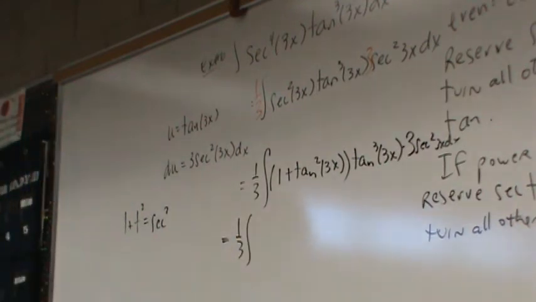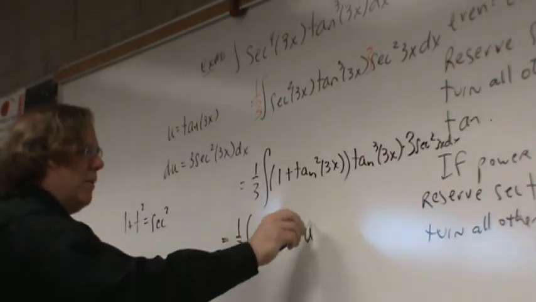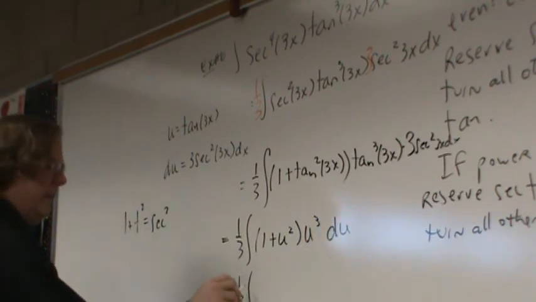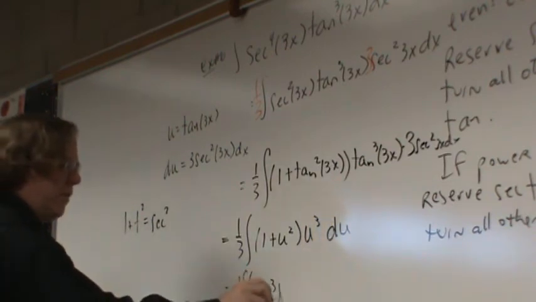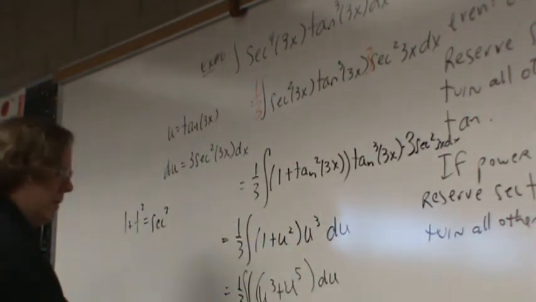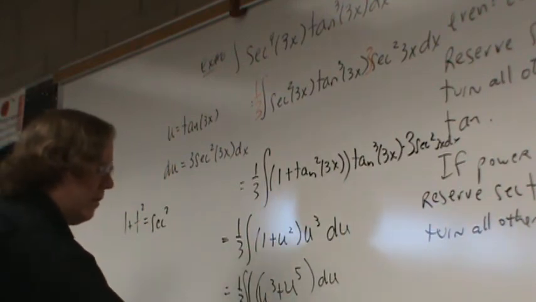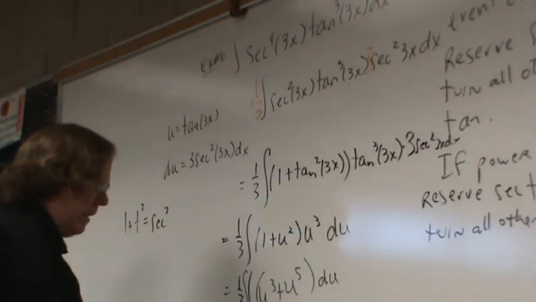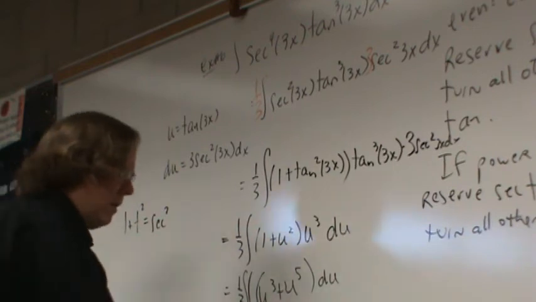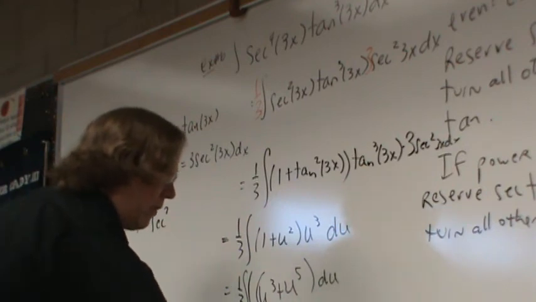Because I hate dealing with all these tangents and secants. So I got 1 plus u squared times u to the third times du, which gets me u to the third plus u to the fifth du. And so I get 1/3 times 1/4 u to the fourth plus 1/6 u to the sixth plus c. And so I get 1/12 tangent of 3x to the fourth power plus 1/6 tangent to the sixth power of 3x plus c.